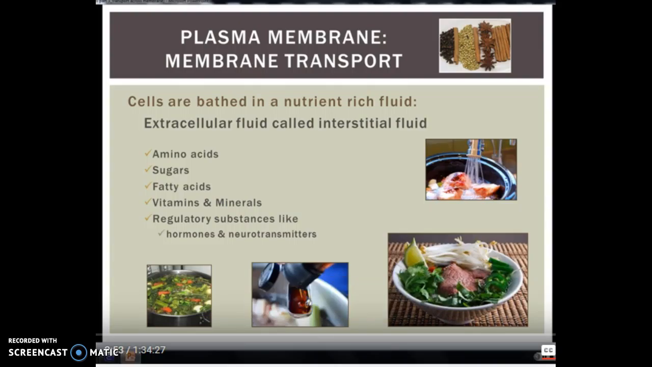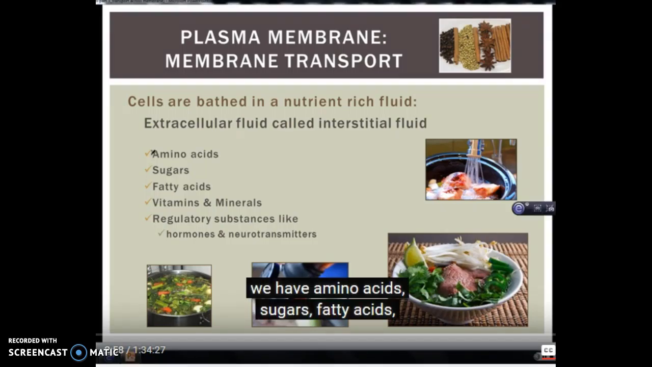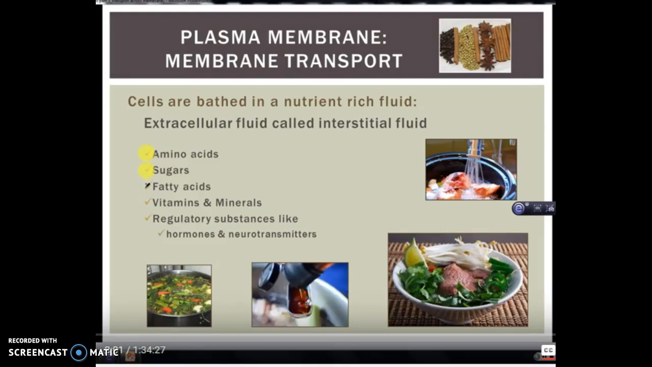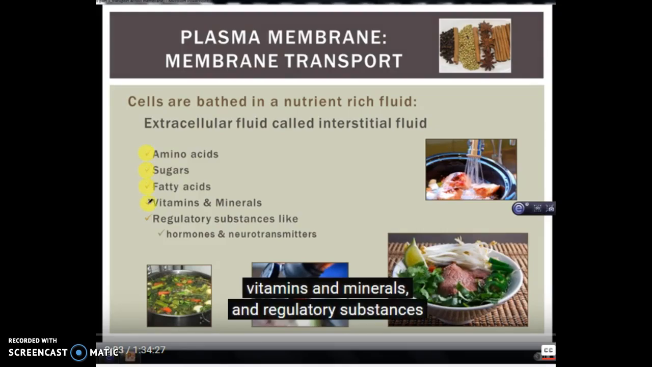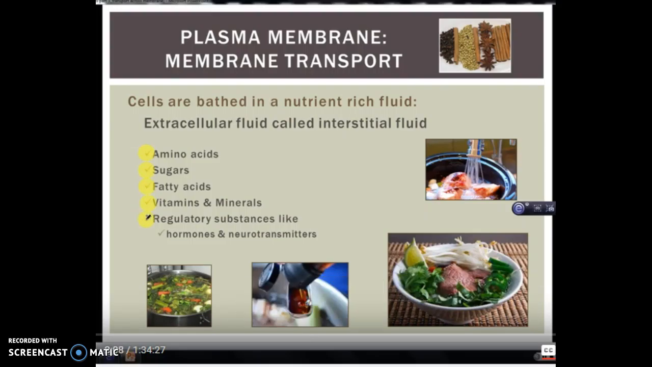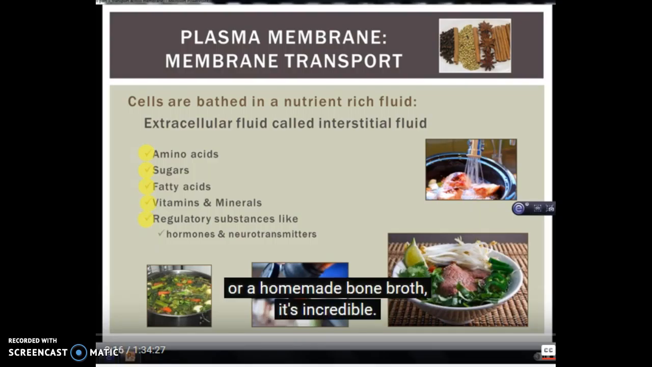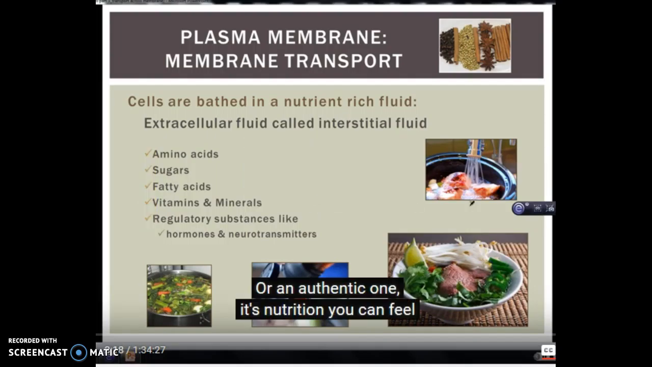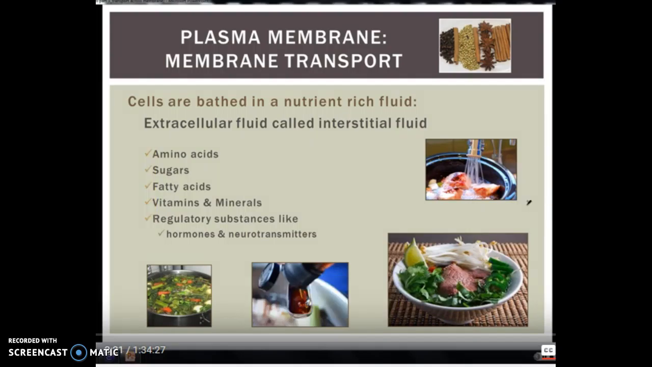Excellent. And in our interstitial fluid, we have amino acids, sugars, fatty acids, vitamins and minerals, and regulatory substances like hormones and neurotransmitters, all in salt water. If you've ever had homemade pho or a homemade bone broth, it's incredible. It's nutrition, authentic nutrition you can feel right down into your core, right down into your cells.